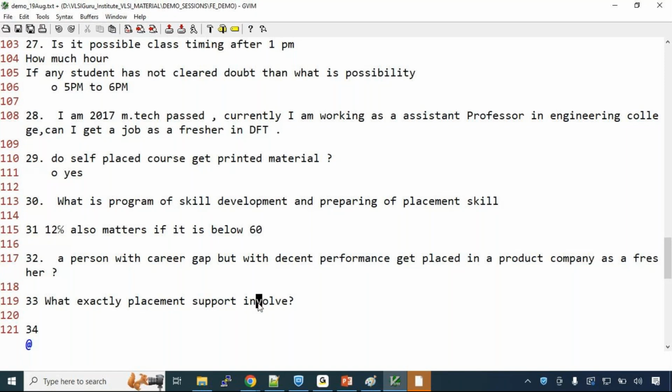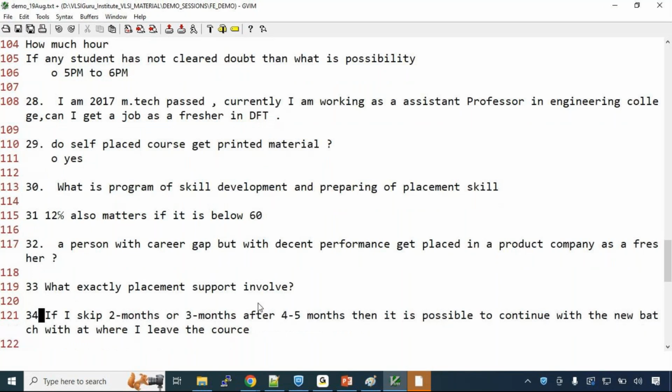Then once your interview is done, we also analyze where things have gone wrong, what could be done better. The support will be till the time you get a job. It's not a limited time like only 6 months, or if you don't get a job, no, not like that. Till you get a job, you continue to get support.